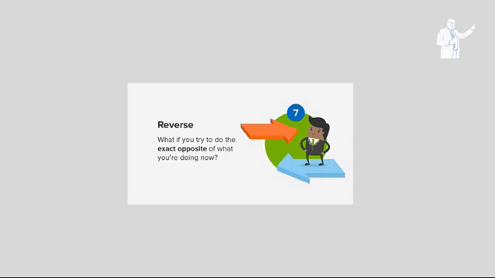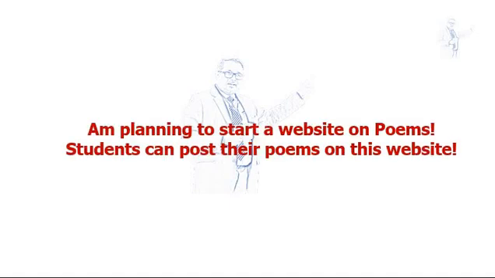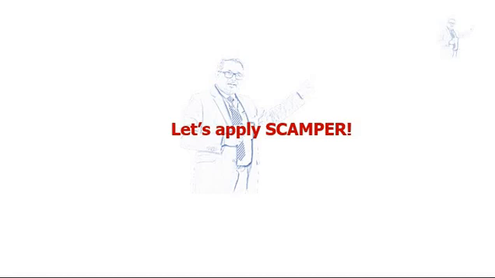So let's apply this to a digital product. Let's SCAMPER it. I have an idea for a digital product: I'm planning to start a website on poems. Students can post their poems on the website. Hundreds of such websites are already there, like Poetry.com, which has at least 7 or 10 poems by me. So how can I make my website stand out in the crowd? This is why I'm going to apply SCAMPER, because I want my product to be the best product.